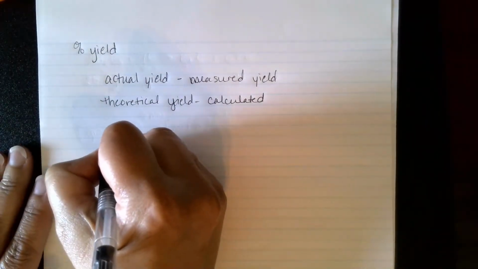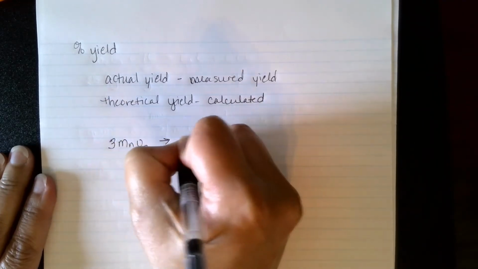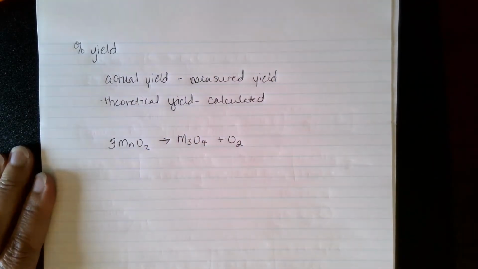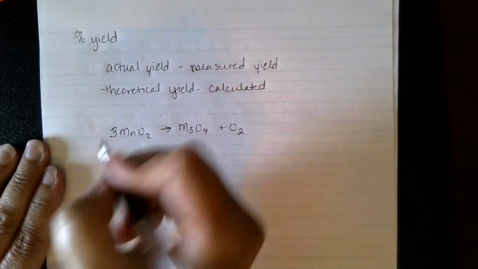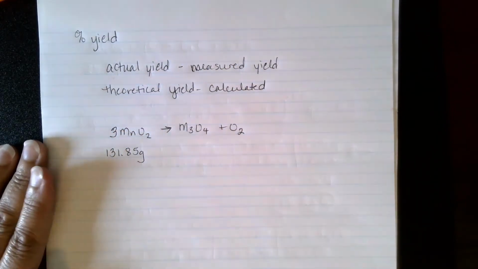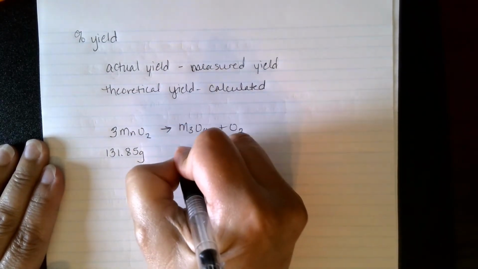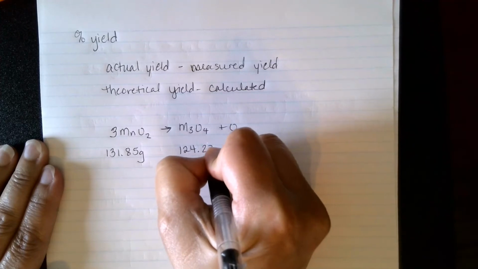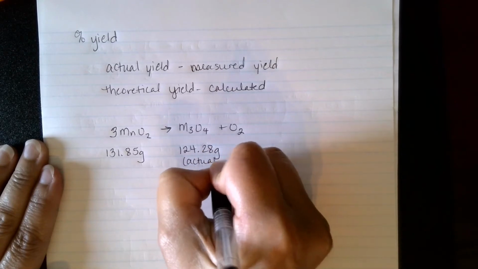So we'll start with the reaction again. And you'll always want to make sure that the equation is balanced. In this case, we can see that it's balanced. And we're going to start with 131.85 grams of my reactant. And they want me to figure out the percent yield for this reaction, and they're telling me that I have made 124.28 grams. So this amount that you are given is the actual yield.